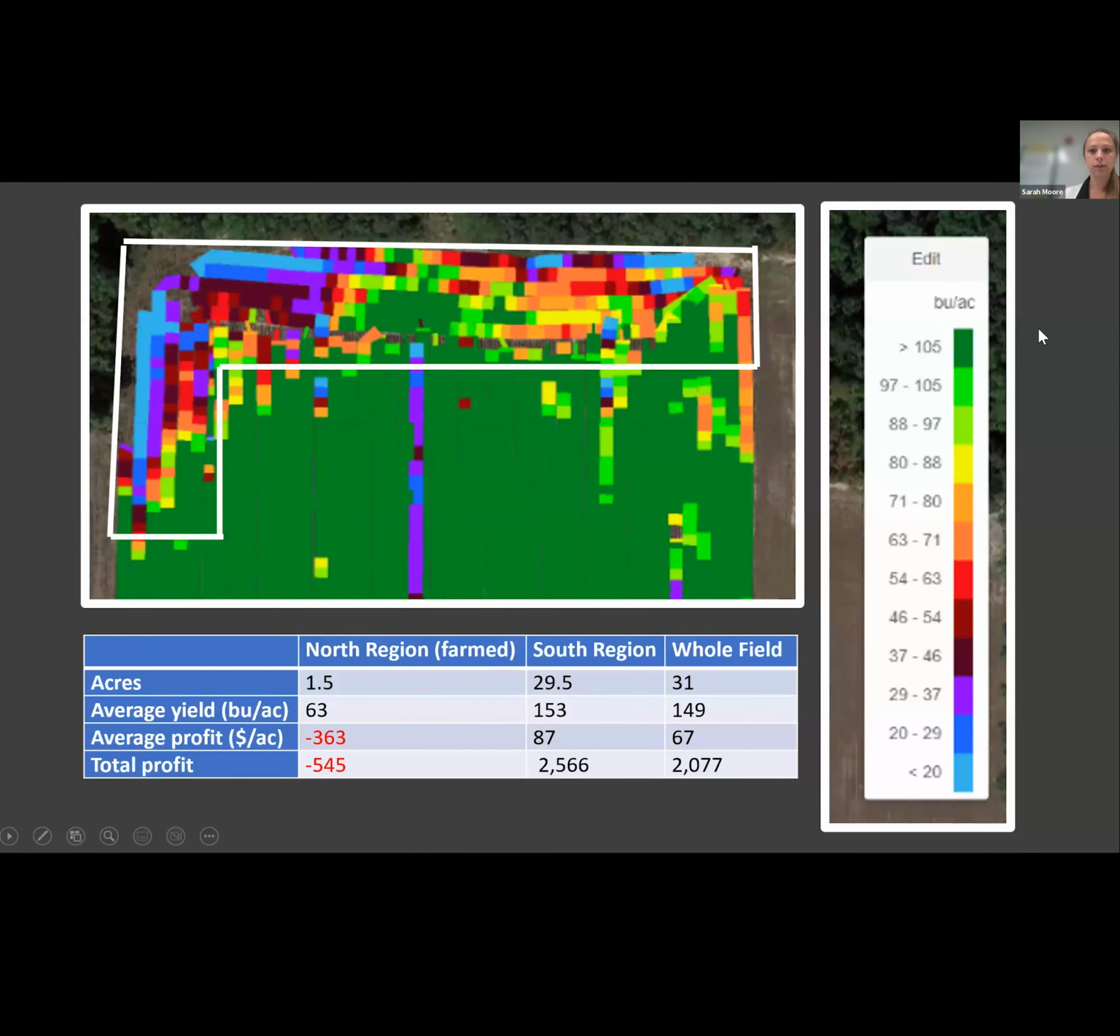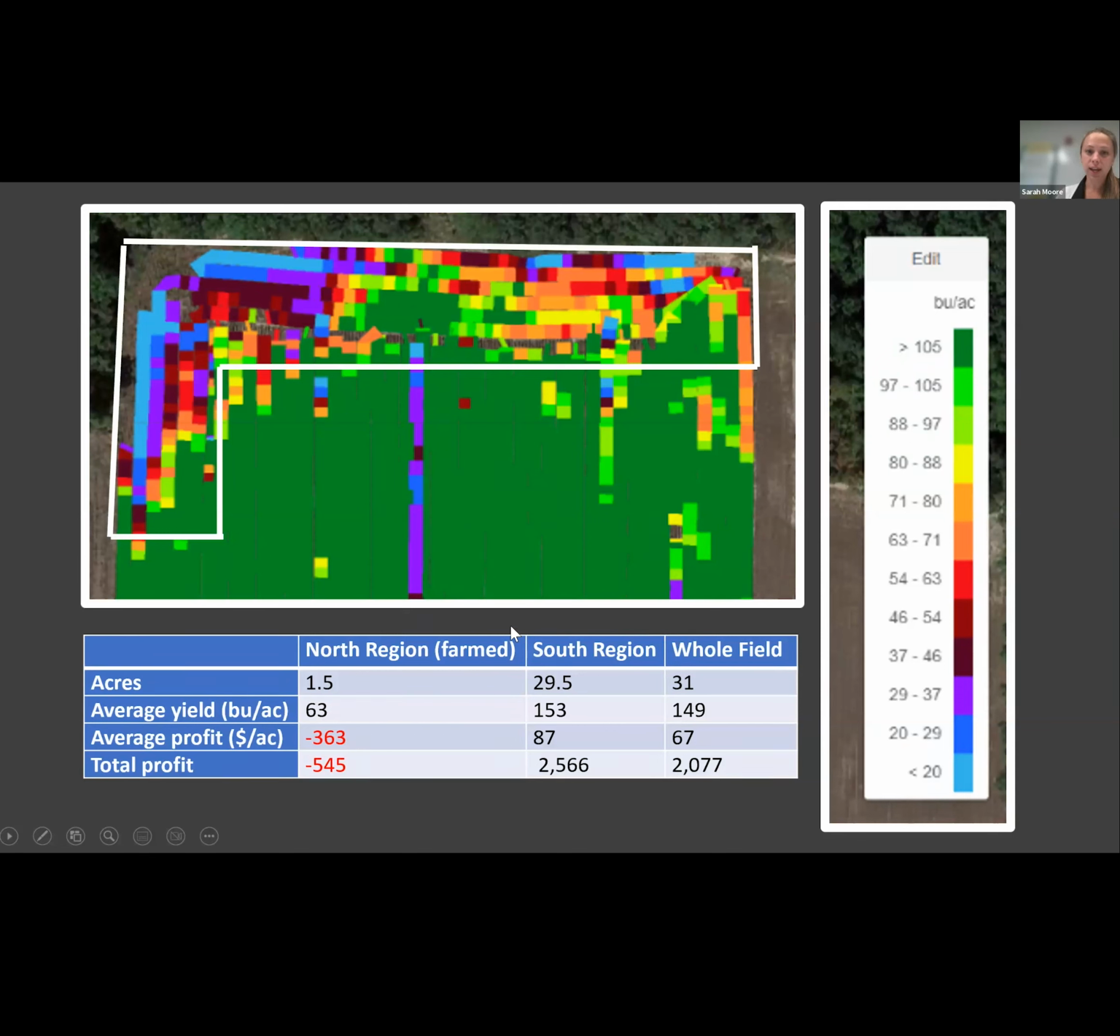So now if we zoom in on that northern area, we can see that nowhere in this 1.5 acre area are we making our break-even yield. Our break-even yield was 136 bushels an acre, and we can see just how low the bushels are here. So the average yield on just this 1.5 acres in the northern area is only 63 bushels an acre. And the average profit there is negative $363 an acre. So he is losing on average over $300 an acre just on this little spot.